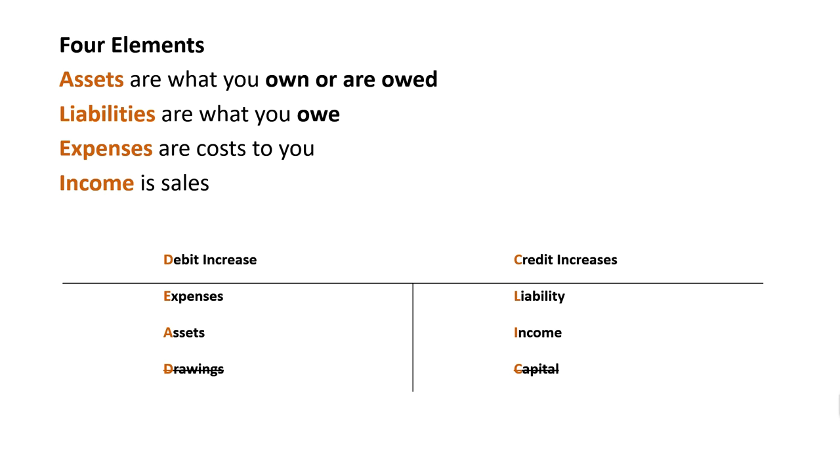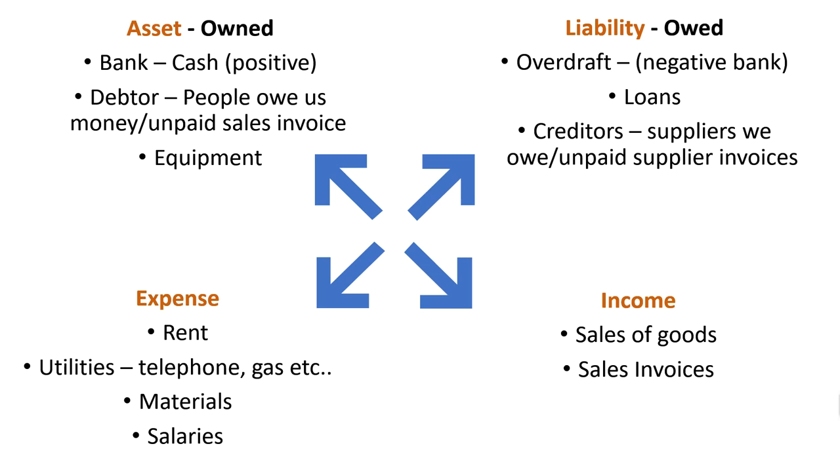Sometimes people show a debit as a positive and a credit as a negative. We are going to talk about 4 elements which make up the basics of bookkeeping. Assets. Assets are what we are owed or what we own. Liabilities. They are what we owe or we owe someone else. Expenses are costs to us, and income is sales and revenue. Debits increase expenses and assets, while credits increase liabilities and income. To decrease these, do the exact opposite.